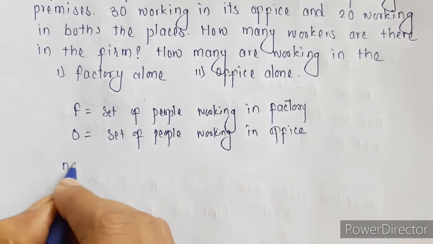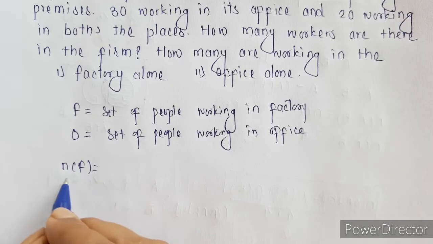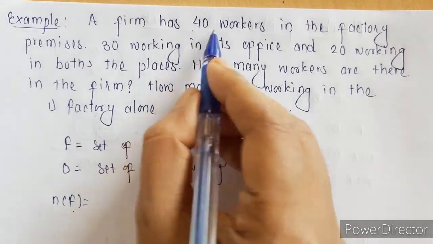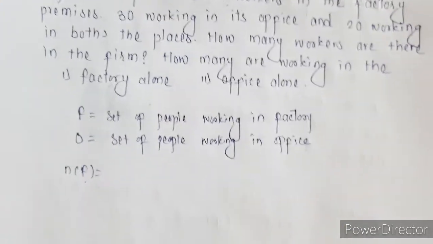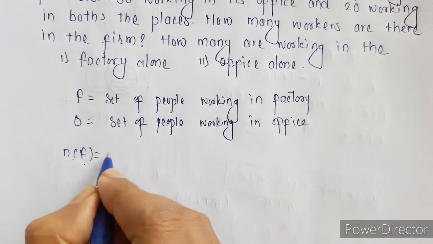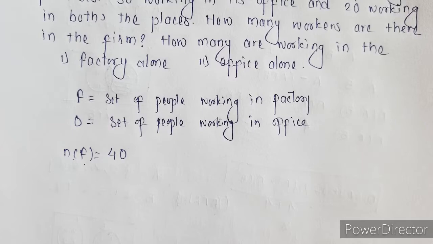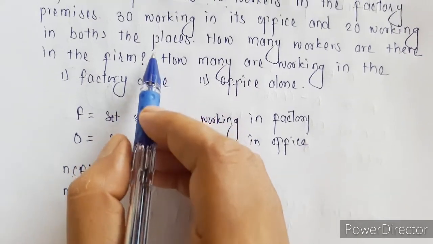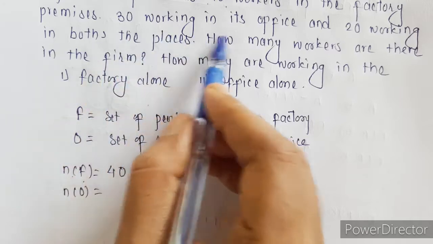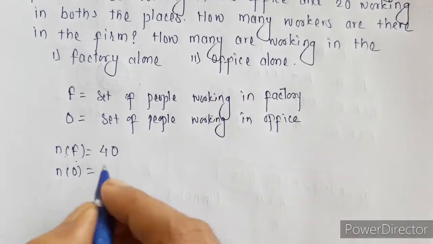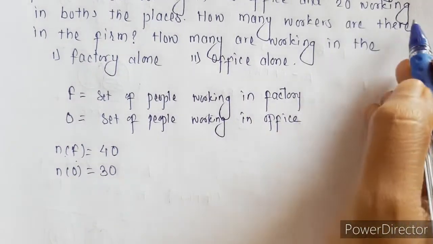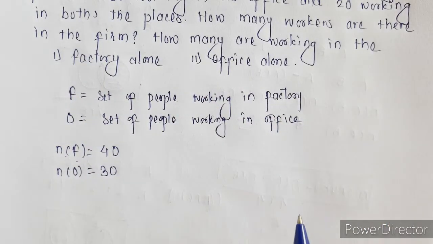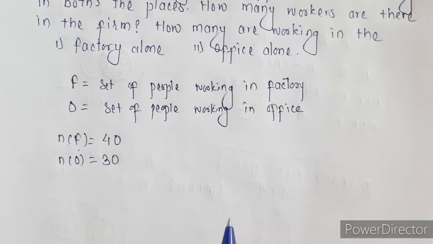So how many people do we have in factory? The number of people working in factory is 40. Similarly, the number of people working in office is 30. And there are 20 people working in both the places, since working in both the places is nothing but the intersection, right?